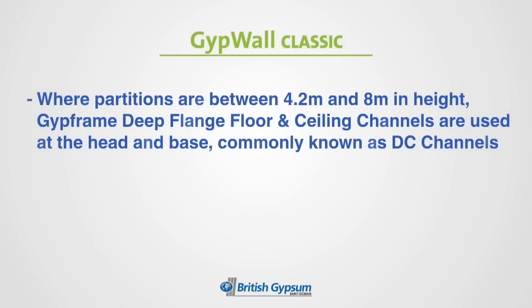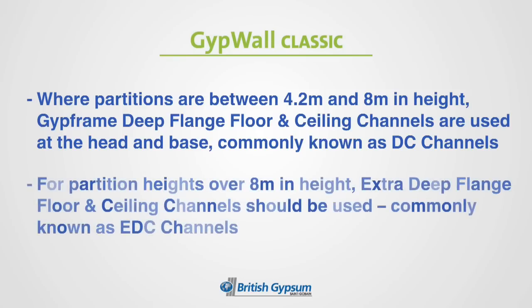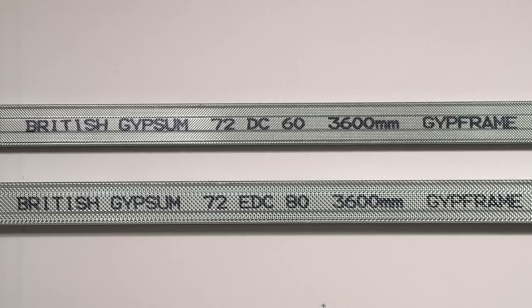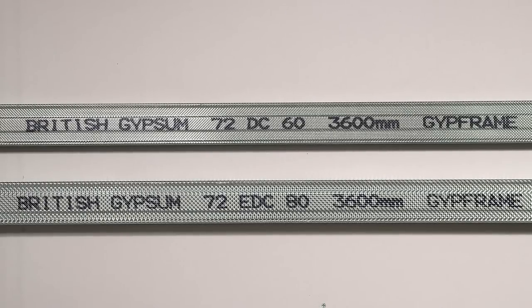Where partitions are between 4.2 meters and 8 meters in height, gyp frame deep floor and ceiling channels are used at the head and base, commonly known as DC channels. For partition heights over 8 meters in height, extra deep floor and ceiling channel should be used, commonly known as EDC channels. It is important to note that DC and EDC channels have a primary use in forming deflection heads on partitions.